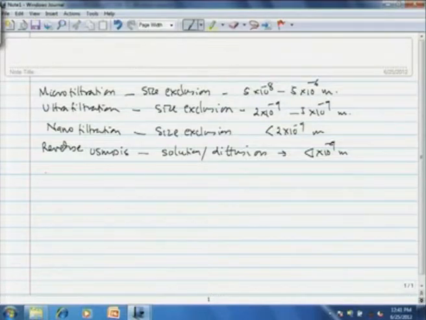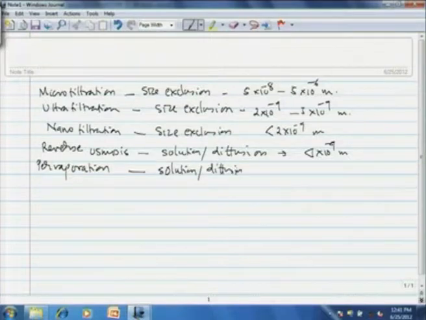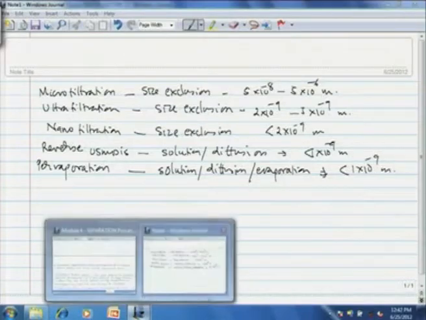Then there is pervaporation. Here there is solution on one side, then diffusion on the other side, and then evaporation. You have to maintain lesser pressure at the permeate end, so that the component evaporates, and here also you have the pore size less than 1 into 10 to power minus 9 meters. So, that is the typical size classification of the membranes.